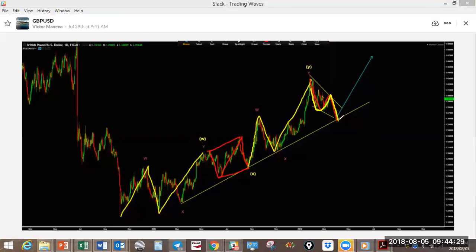If you go check your charts, you'll see that we had this push, but it did not get to this level. Instead, it reversed here. That's what we were anticipating. I thought it was going to push a little bit higher before it reverses. So it reversed here, and we have been trading that from this level.